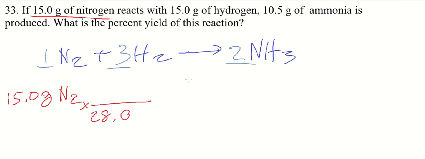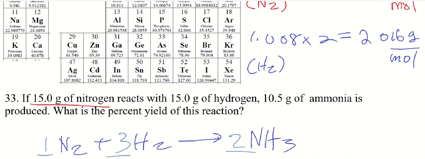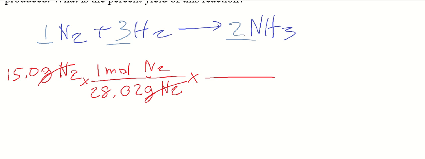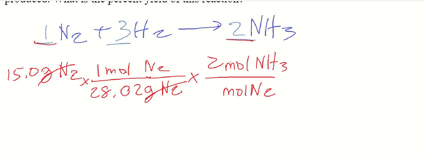Now we can convert this to moles: 28.02 grams of N2 are in 1 mole of N2. Units cancel out. Now we're going to use the mole ratios to convert to the desired substance. So the mole ratio is 1 to 2.